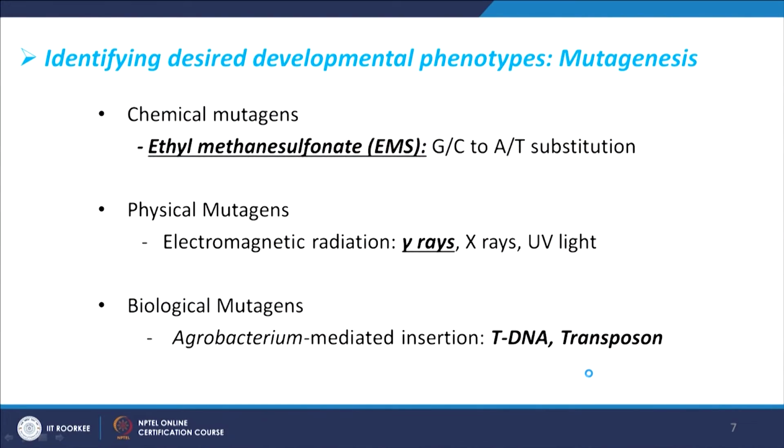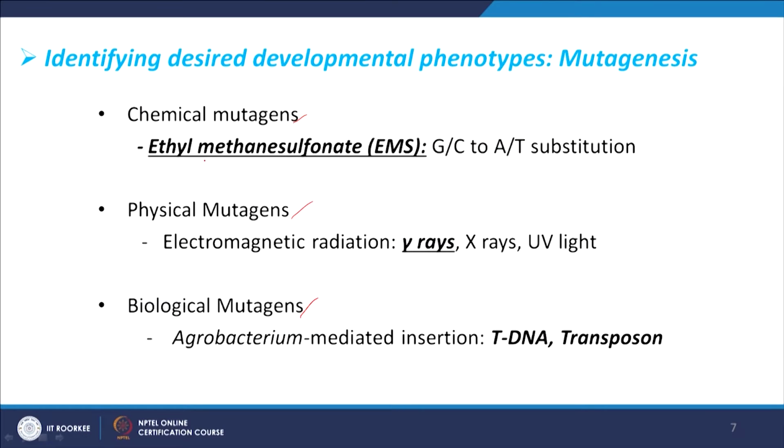and study the associated gene. The second way is to induce mutations. You can create mutant plants where you can look for a special phenotype. There are many ways to do that. We are not going to talk more about it, but we can take a few examples of very widely used ways to generate developmental mutants. There are three major categories: chemical mutagens, physical mutagens and biological mutagens.